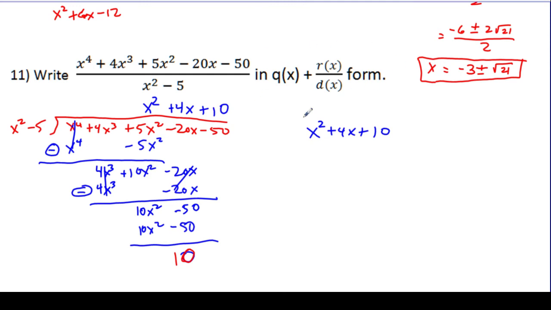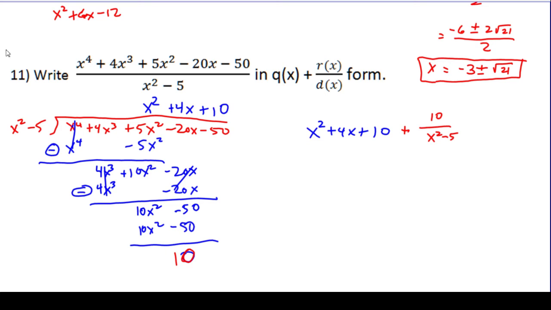What this statement here, q of x plus r of x over d of x, is saying is that you would need to add to the end of this the remainder, which is 10, over the divisor, which is x squared minus 5. That's not happening in this particular problem because we didn't have a remainder, but if there happens to be one, which is going to happen a lot, because not everything divides nicely, we're just going to tack it on the end as a remainder over divisor, so that we can include that in our final answer in the form they're asking for, which is quotient plus remainder over divisor.